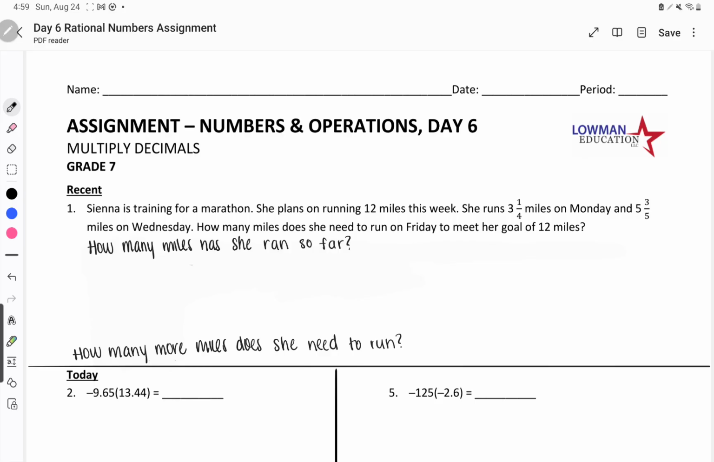First, we know that she ran 3 1/4 mile on Monday and 5 3/5 mile on Wednesday. And then we know that she wants to run a total of 12 miles. So what would be your first step? What would you do first? The first thing we need to do is figure out how far she has already run. So we're going to add together our miles on Monday and our miles on Wednesday. So we have 3 1/4 plus 5 3/5.